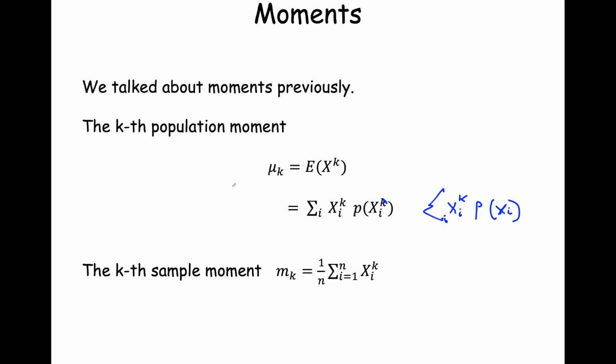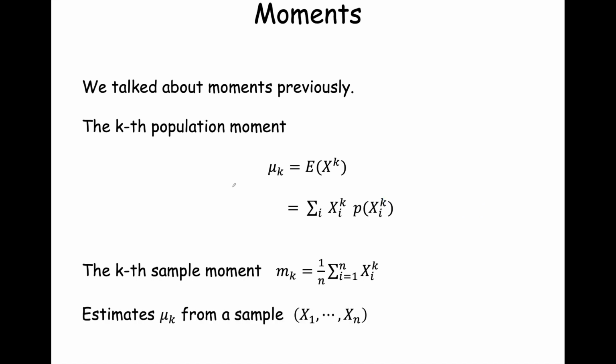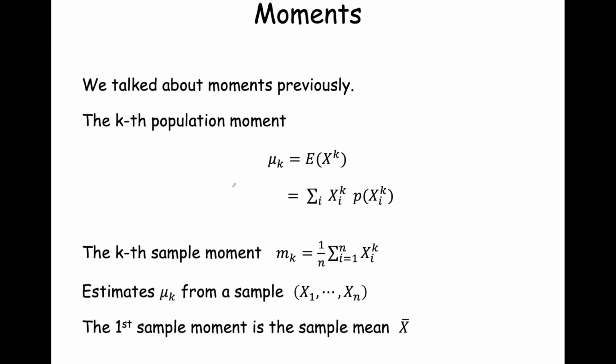Okay, so we have the population moment, the kth population moment, and we have the kth sample moment. We estimate mu sub k with the sample moment. We can make estimates of mu sub k from a sample. So the first sample moment is the sample mean, right? That's what the first sample moment is, because if k equals 1, we get exactly the sum, i goes from 1 to n of all the xi's, and we multiply by 1 over n. That's the same as dividing by n.